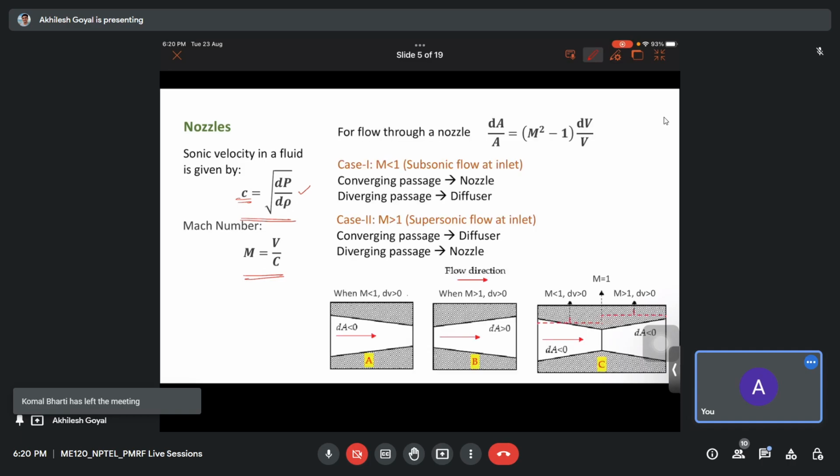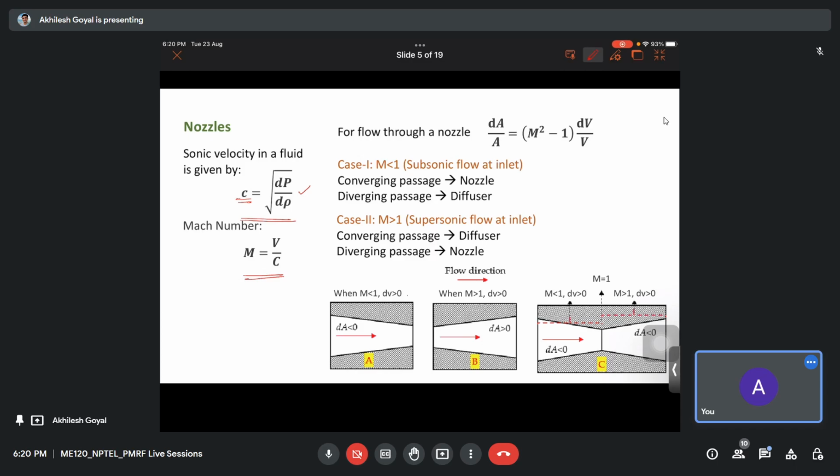Now, for a flow through a nozzle. So for a flow through nozzle, we can write this equation. I think you have already watched the videos by Mondal sir. So in those videos, he has explained very well how to arrive at this equation.